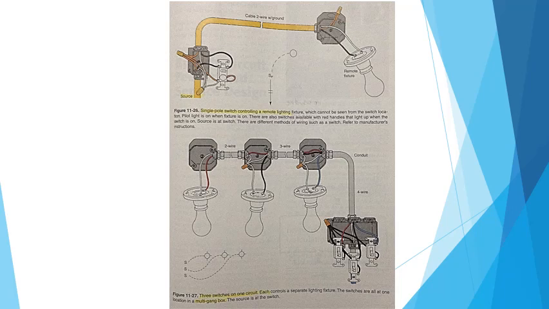There are different methods of wiring such a switch. Refer to the manufacturer's instruction. Figure 11-27 on the bottom: 3 switches on one circuit. Each controls a separate lighting fixture. The switches are all at one location in a multi-gang box. The source is at the switch.